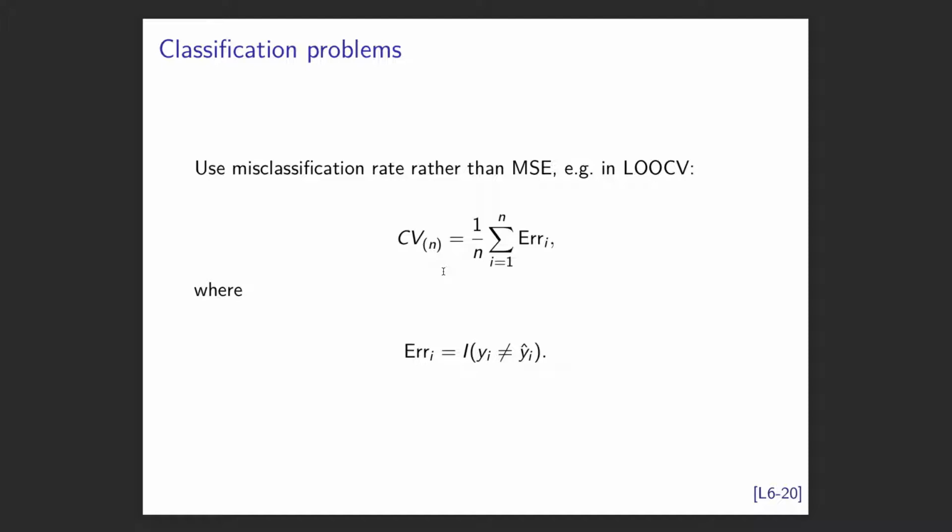What do we do in classification problems? Well, we just need some sort of error rate, and we come back to the idea that we're just going to count our error rate using an indicator function. So we'll fit our model, and then we'll just say, did you get it right or not? And we count up the average number of rights and wrongs, where 1 is a mistake and 0 is you got it right.